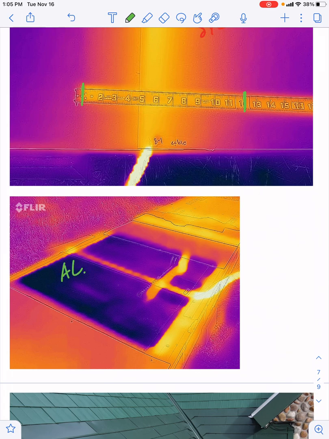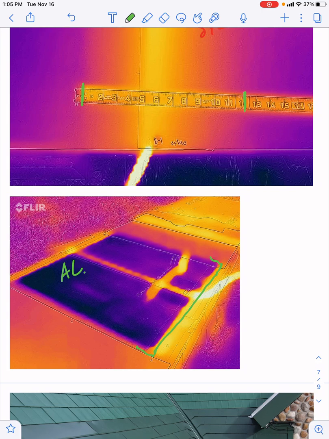So I'll just put AL for aluminum on this. And you can clearly see what aluminum does. So that right there is your aluminum panel and the heat that's in it. We found that the cold would push back on the aluminum easier and more powerful than the heat will push outward.